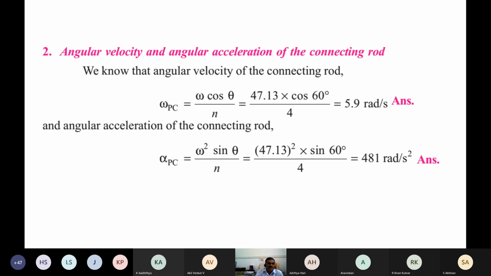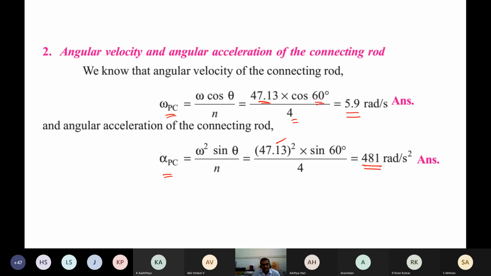Now, angular velocity of the connecting rod, omega cos theta by n, 47.13 cos 60 by 4. This is 5.19 radian per second. Now, angular acceleration of the connecting rod, omega square, 47.13 the whole square into sin 60 divided by 4. This is 481 radian per second square.